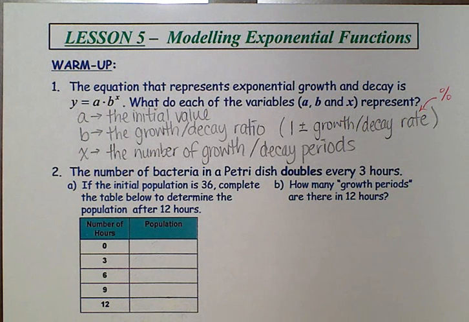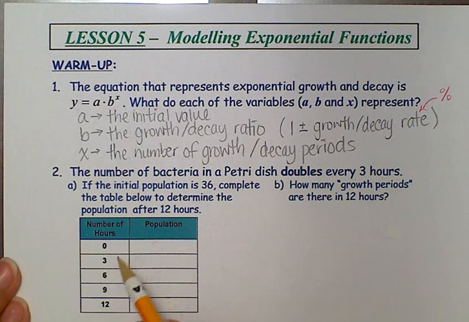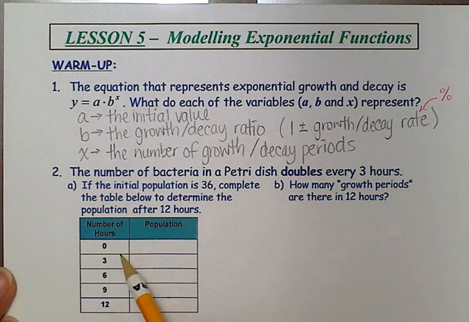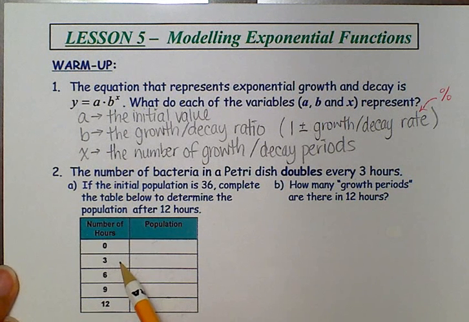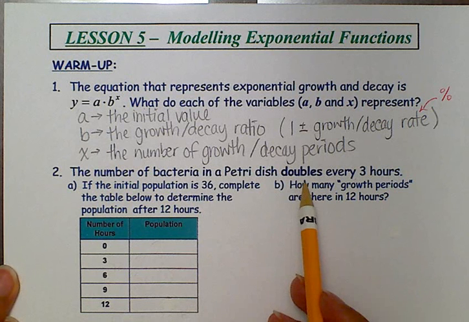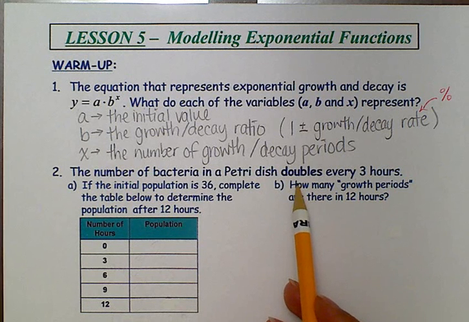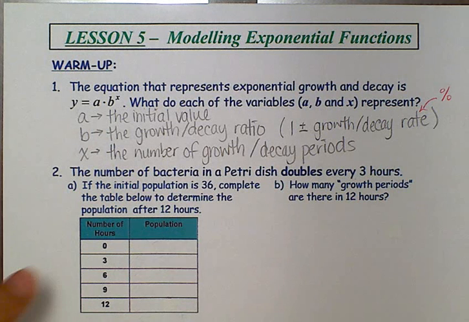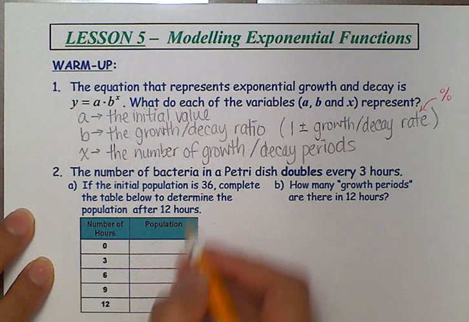So let's take a look at the table. The first thing you should notice is that in the table, the hour values go up by 3s. Why do you think I did that? Well, I don't really know what happens after 1 hour or after 2 hours, but I do know what happens after 3 hours exactly. And I know that the population is going to double every 3 hours. So the whole idea for setting up the table in this form is because I know what's happening every 3 hours, so I made sure that my time values went up in 3-hour intervals. So my initial population, going back to the question, was 36.